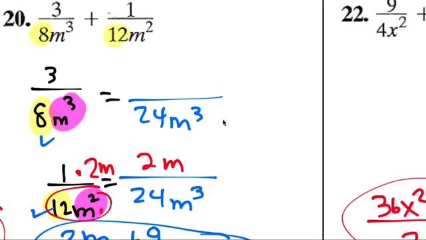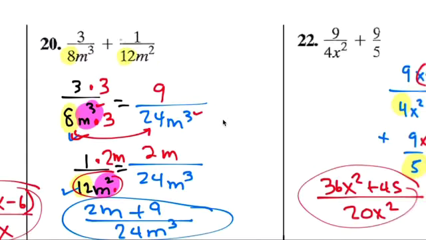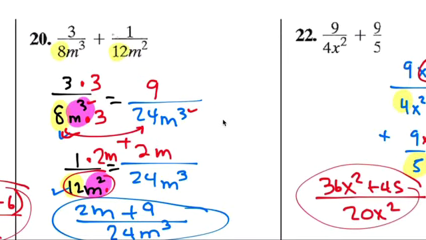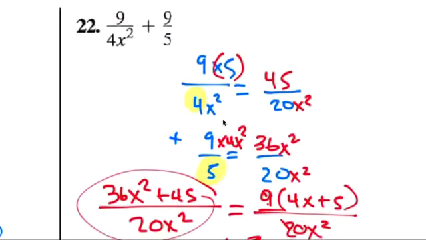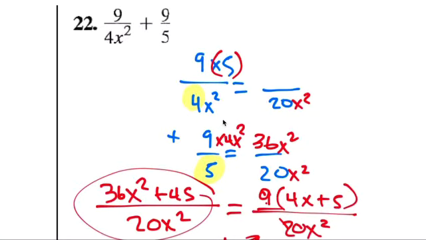Now to get 8 to make it 24, you times it by 3. No need for an m, m is equivalent to the third power. So times this by 3 also, you get a 9. So this is a plus problem. That's how we got the positive 2m plus 9 all over this here. Same thing here. Okay.